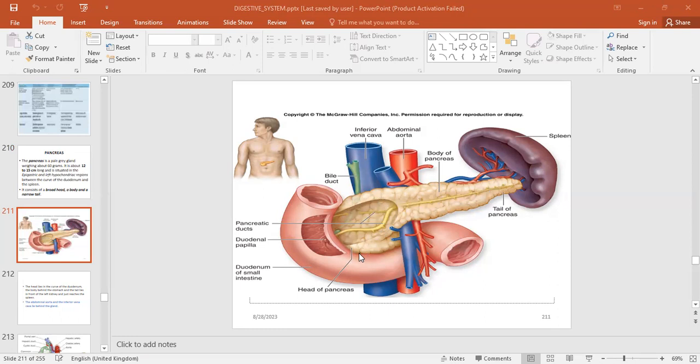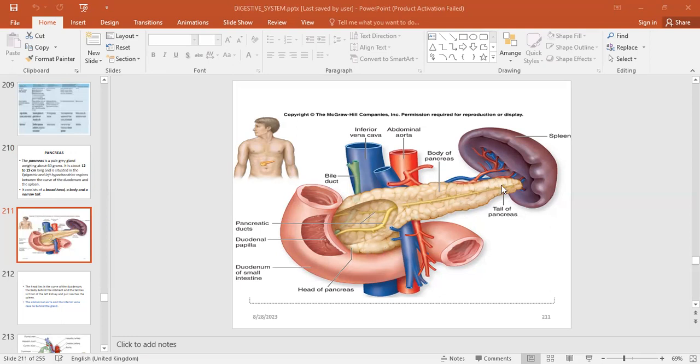Now we also observe that on the head region, a small part of the head coils going posterior to the pancreas. We call that the uncinate process of the pancreas. So that is the uncinate process of the pancreas.